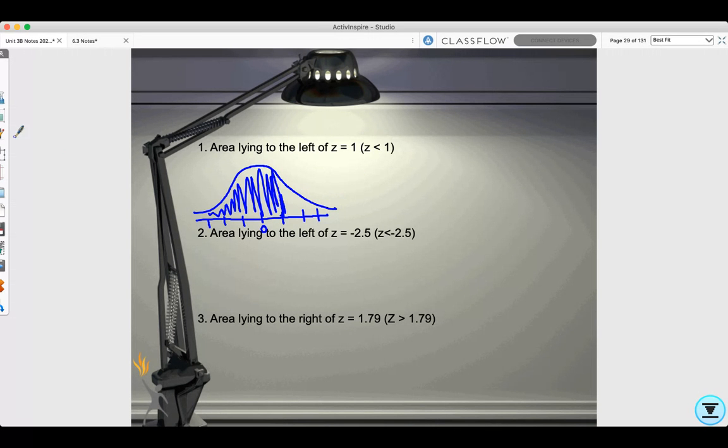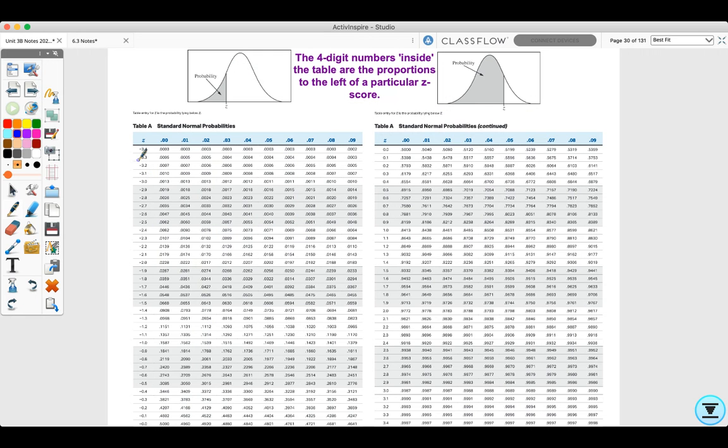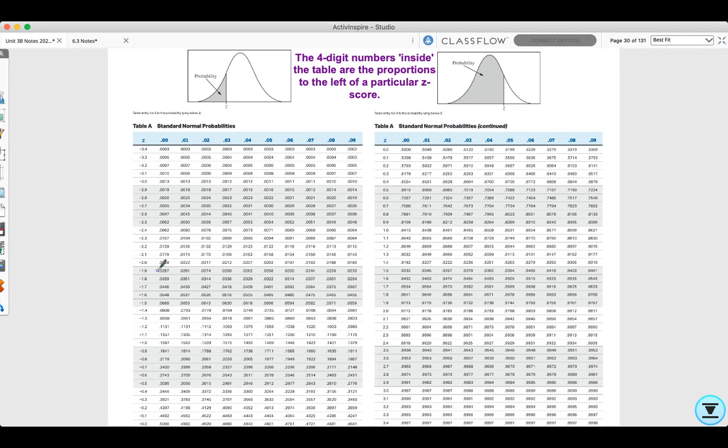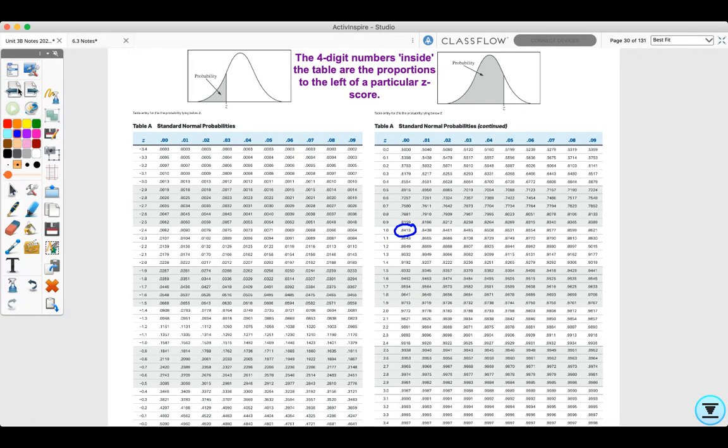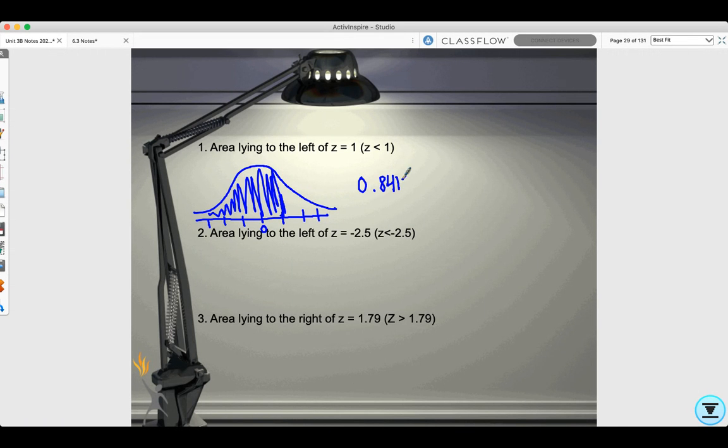Then we go to our table. We find z equals 1. Notice it starts at negative 3.4 and then goes all the way to the positive. So z equals 1.0 would be right here, and I have 0.8413. So my answer to this one would be 0.8413.